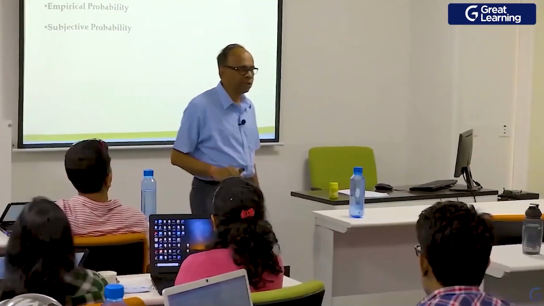What is the probability that somebody born in this world, a human being, will live 1,000 years? So what do you say? Very low. Approaching zero. Why do you say approaching zero?